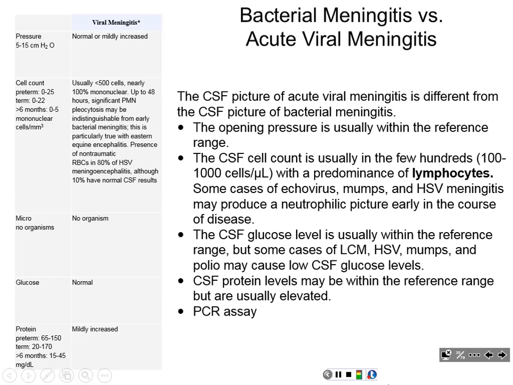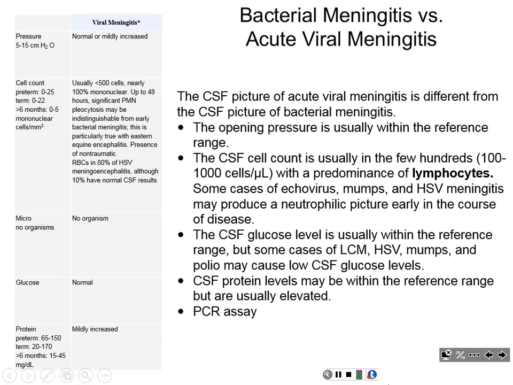So how does this compare with bacterial meningitis? The CSF picture is different in viral meningitis. So in addition to timing, we're going to look at some differences in CSF. The opening pressure is less because the ICP is less. CSF cell count is usually in the hundreds instead of thousands. And instead of neutrophils, here we're talking about lymphocytes.